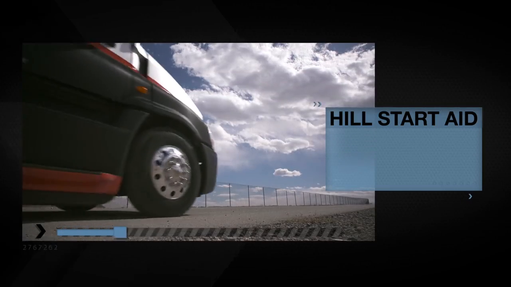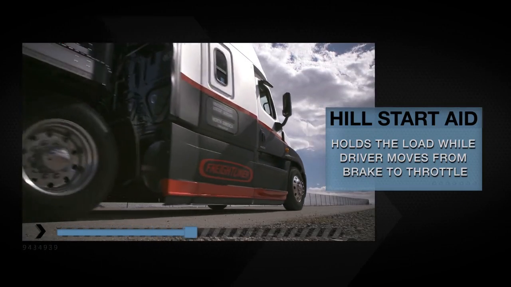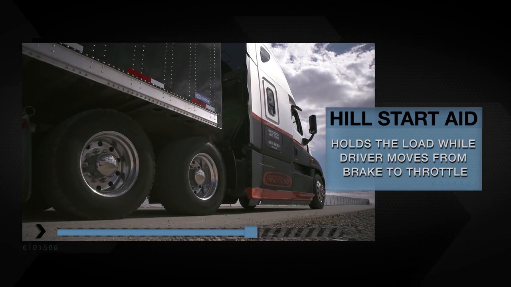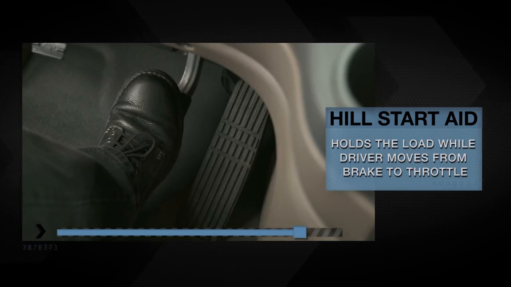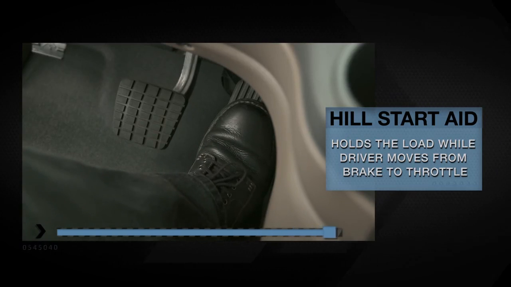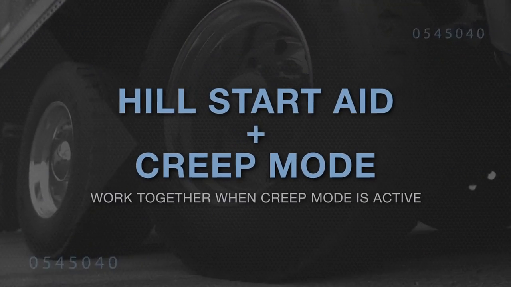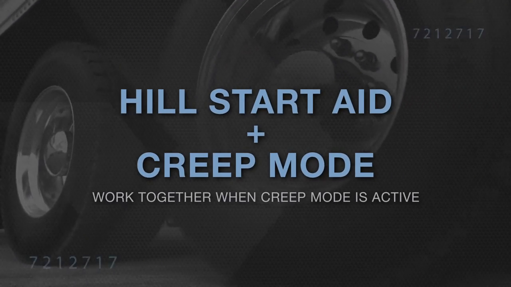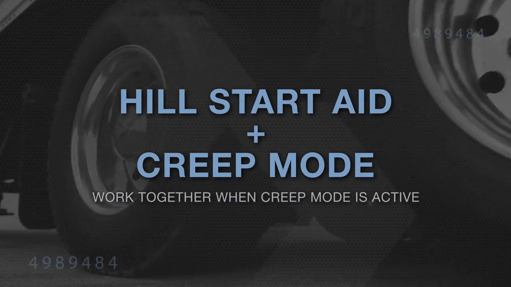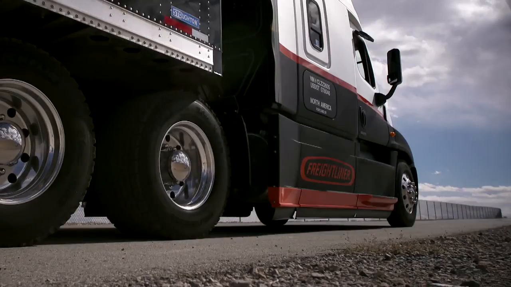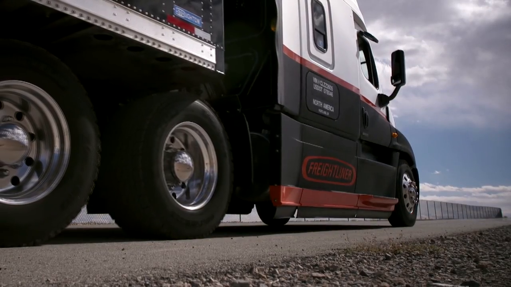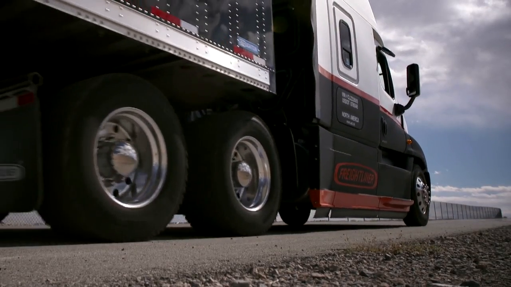Hill Start Aid is a key safety feature that holds the load on a grade greater than 3% for up to 3 seconds while the driver moves from the service brake to the throttle. Hill Start Aid and creep mode will work together if creep mode is active. When on a grade, Hill Start Aid will hold the vehicle long enough for creep mode to start slowly rolling the vehicle.